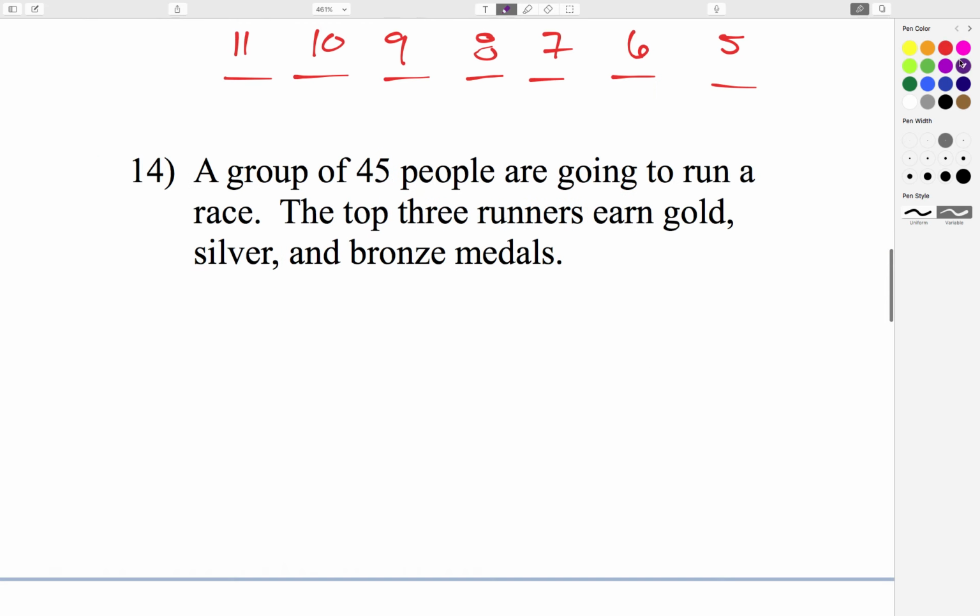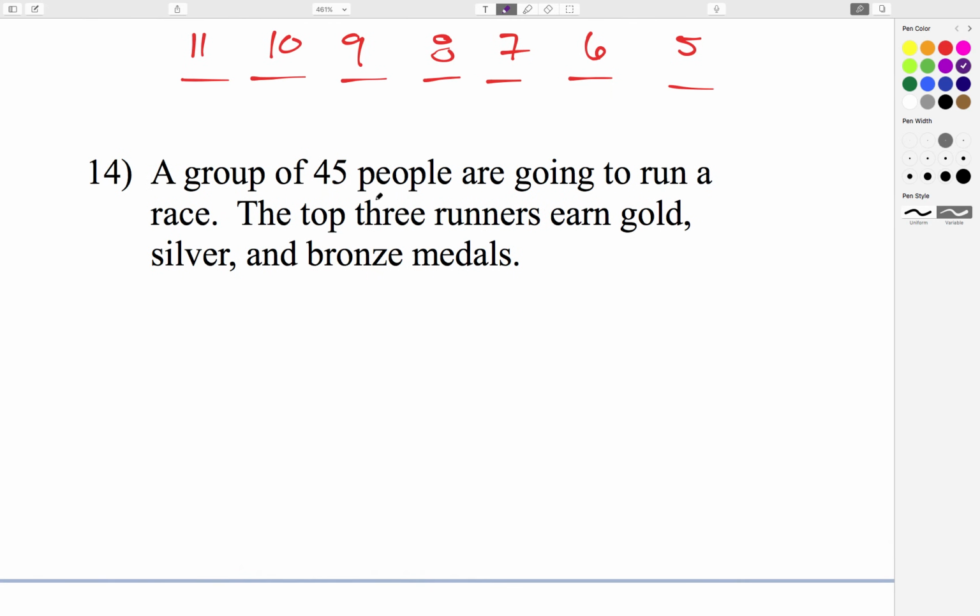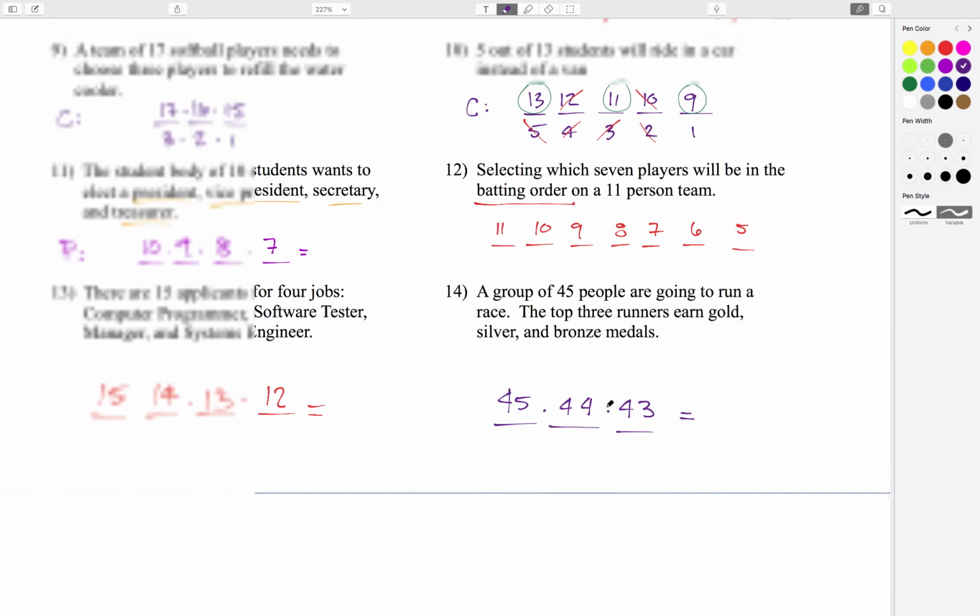And the last problem. A group of 45 people are going to run a race. The top 3 runners win gold, silver, and bronze medals. So not only top 3, but I want to see what they earn: gold, silver, bronze. So order does matter. I have 45, I have 44, and then I have 43. Multiply them together and it'll give you your answer.